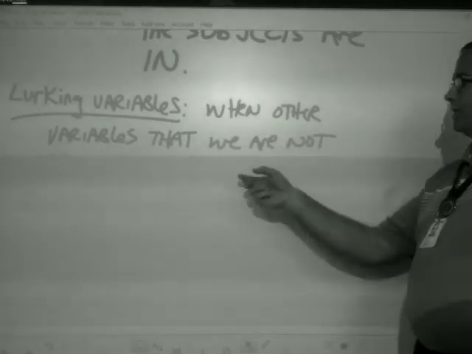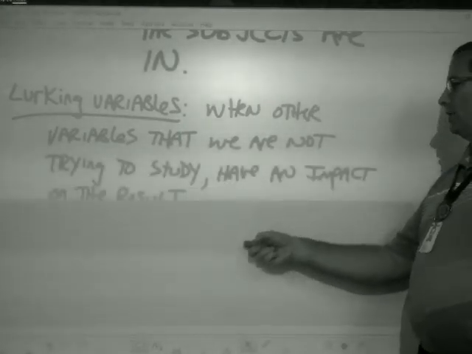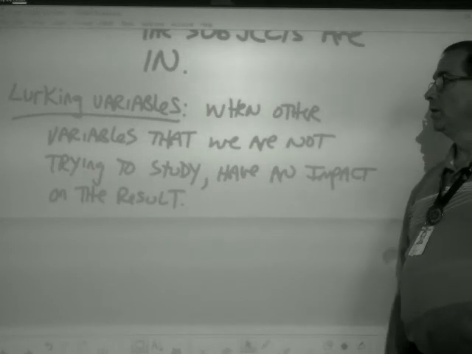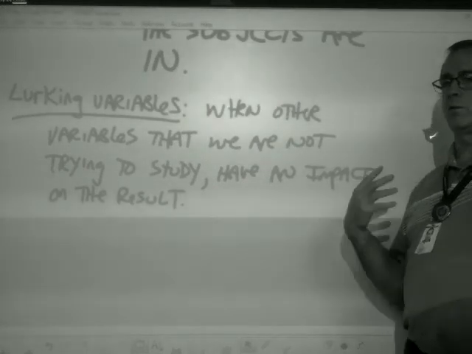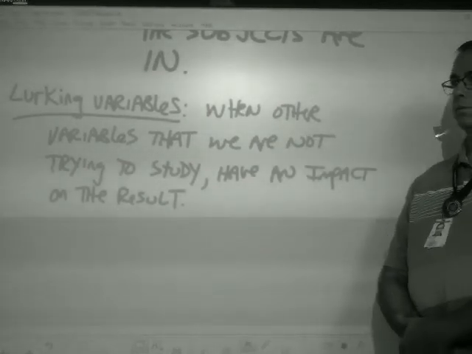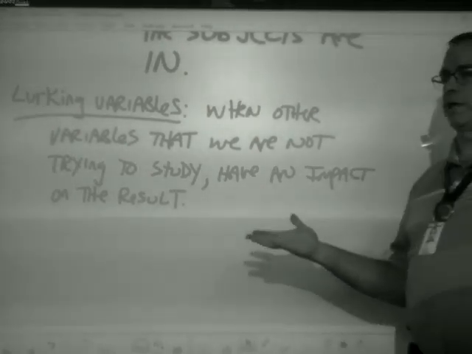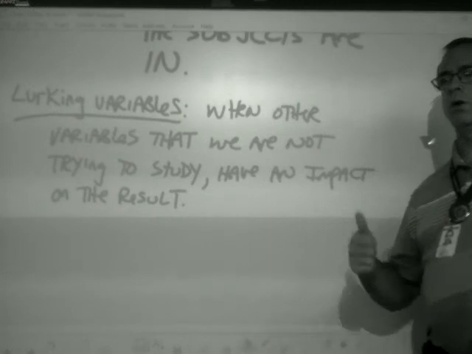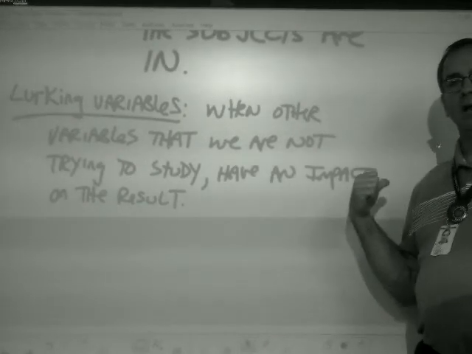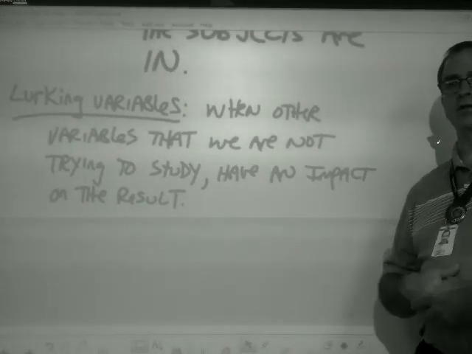Lurking variables. When other variables that we are not trying to study have an impact on the result, then they are lurking in the background, lurking variables. Skin complexion, for example, walking, running group. What they don't know is I'm out at the tanning bed as well, and that might have affected the results. So it'd be a lurking variable.